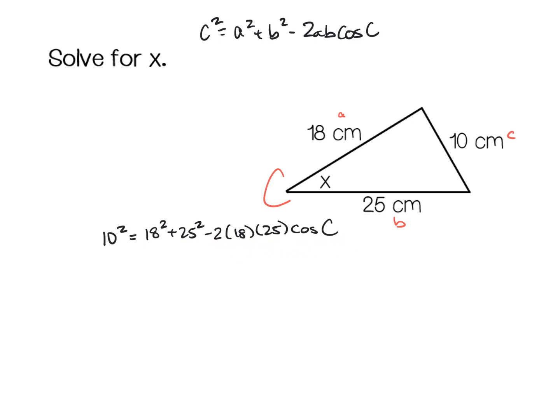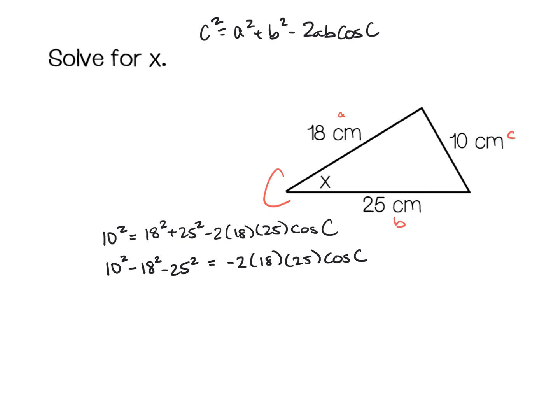So really, we need to move the 18 squared and the 25 squared. So I'm going to subtract both of those away from that side. Okay, so I'm going to rewrite this as 10 squared minus 18 squared minus 25 squared. Now, you can absolutely multiply that out, but I just don't want to write that many numbers. So I'm left with equals negative 2 times 18 times 25 times the cosine of C.